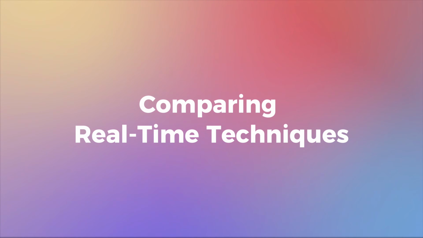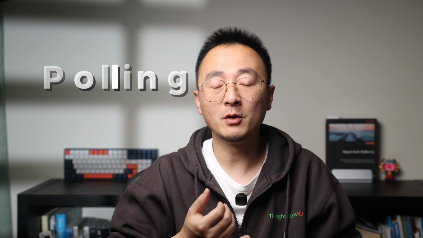Now that we have seen how GraphQL subscription works in Fellow, let's take a step back and compare the three most common ways to implement real-time updates in front-end applications: polling, WebSocket, and GraphQL subscriptions. Let's go through each one: what it is, how it works, and when it makes sense.